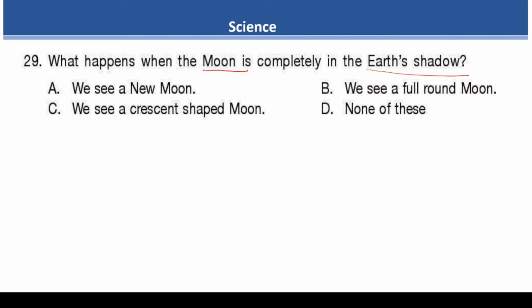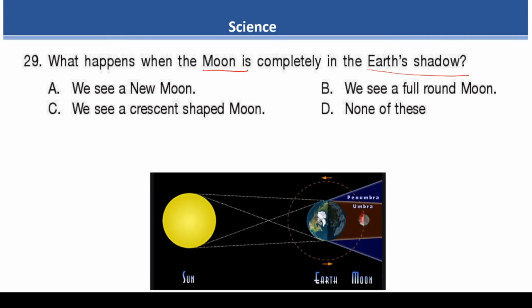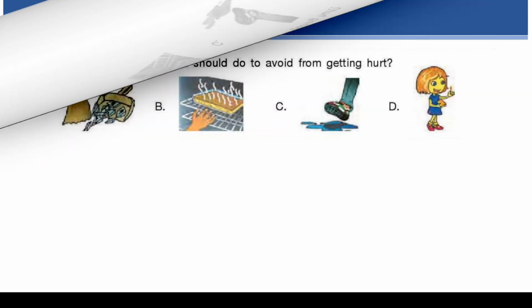Well, when a moon is completely in Earth's shadow, it's something like this, that the Earth is in between the moon and the sun. And this situation is called the lunar eclipse, when the moon is completely hidden. Hence, the option is none of these because we don't see the moon at all. Next question.